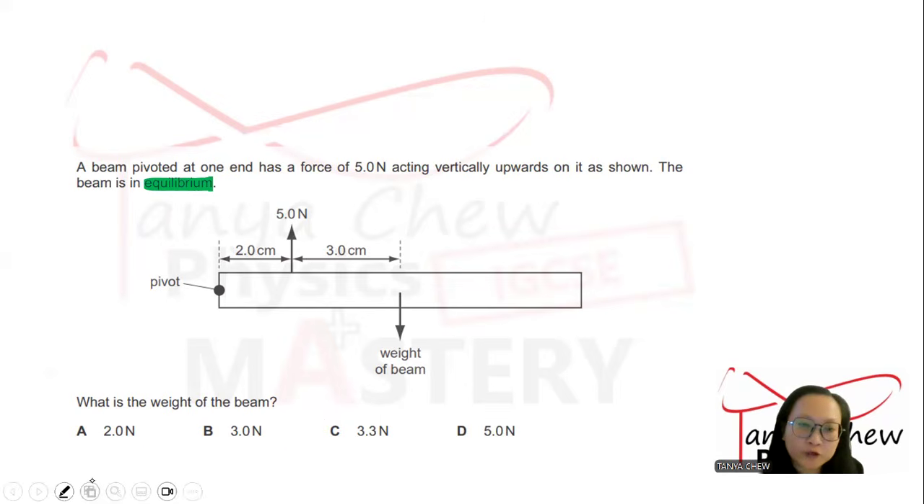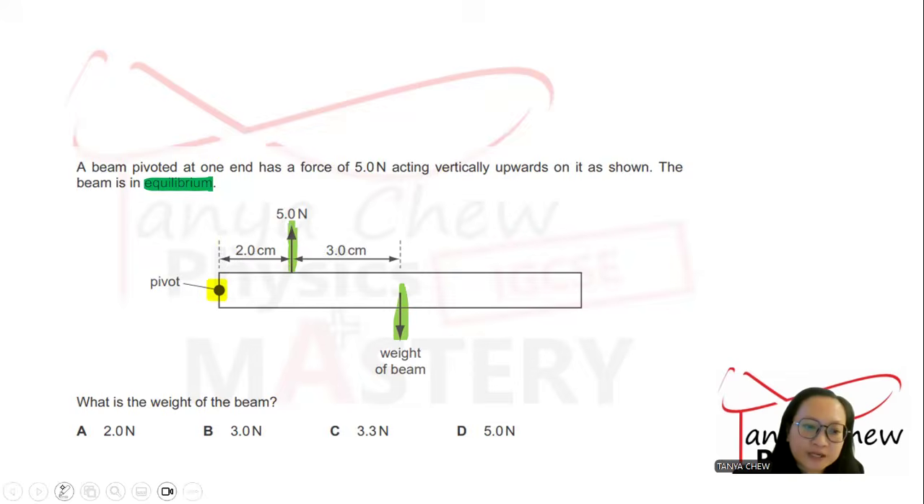Before you start to solve question regarding moment, you have to identify the pivot first. I have already identified pivot is here. Question has already mentioned that's pivot. After that, the next thing that you have to do is identify the forces that are acting on the system. There are two forces.